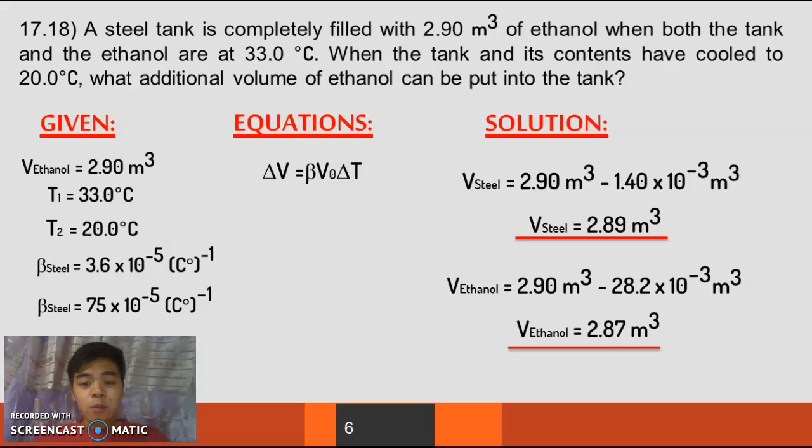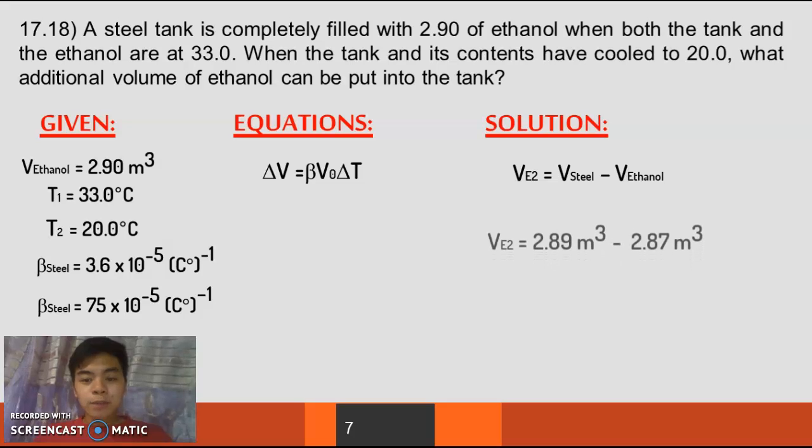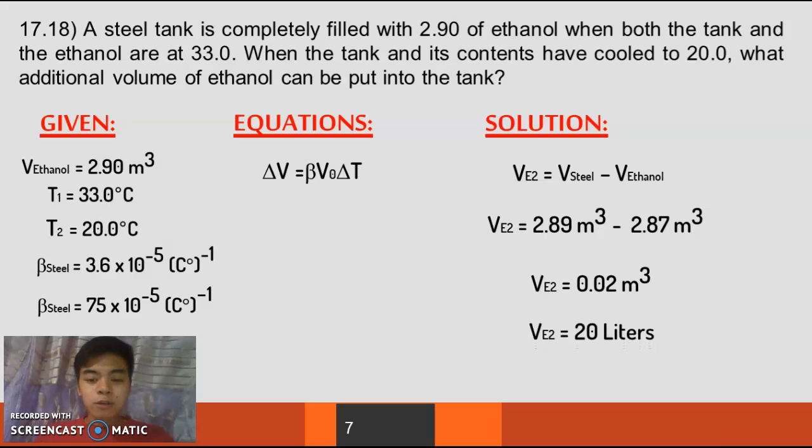Now, since we have gotten both the volume for the steel tank and the ethanol, we can now solve for how much volume of ethanol can be put in the tank. So in order to solve for that, we just subtract the volume of the ethanol from the volume of the steel tank. So 2.89 cubic meter minus 2.87 cubic meter will give us a value of 0.02 cubic meter, or when changed to liters, it will give us a value of 20 liters. So this is the amount of volume of ethanol that can still be put in the tank.